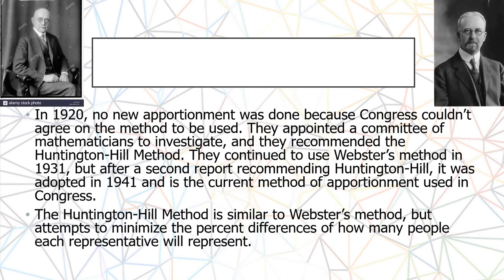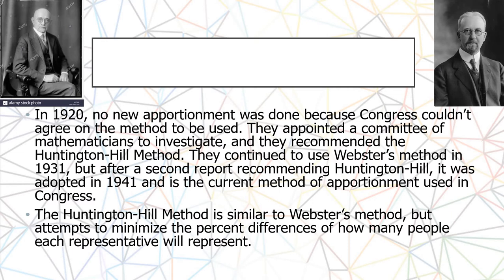So in 1920, no apportionment was done because the Congress could not agree on the method to use. So they hired some mathematicians to recommend something, and they recommended the Huntington method. Huntington is the one on the right, and on the left is Hill. It's a collaborative effort between the two, so they call it the Huntington-Hill method.